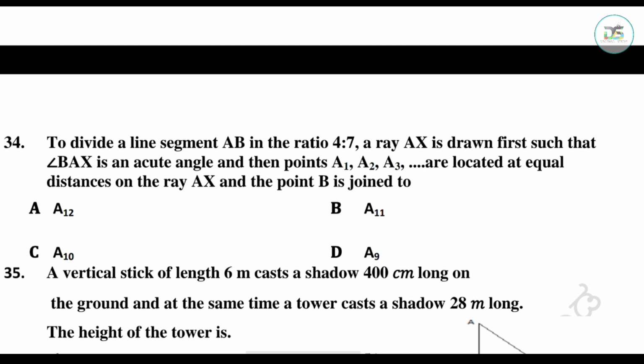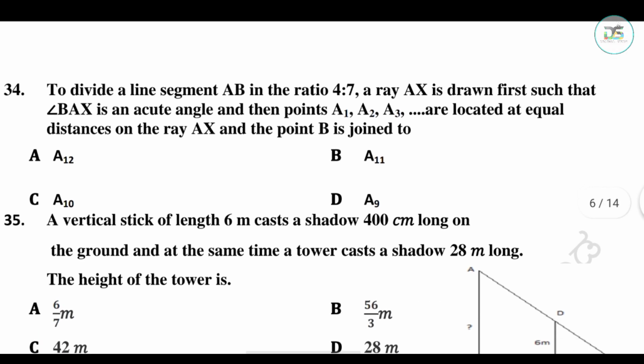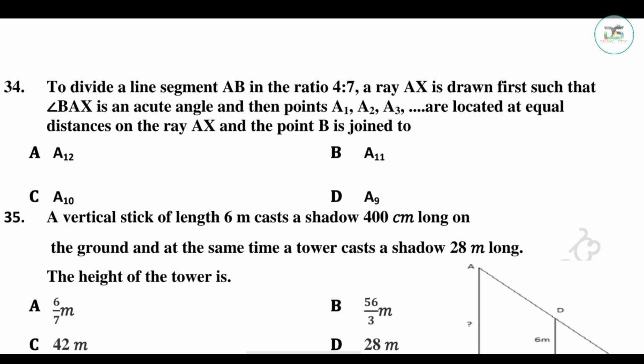To divide a line segment AB in the ratio 4:7, a ray AX is drawn first, such that angle BAX is an acute angle. Then points A1, A2, A3 are located at an equal distance on the ray AX and the point B is joined to. Options are option A, A12, option B, A11, option C, A10, option D, A9. So therefore, the right answer is option B, A11.